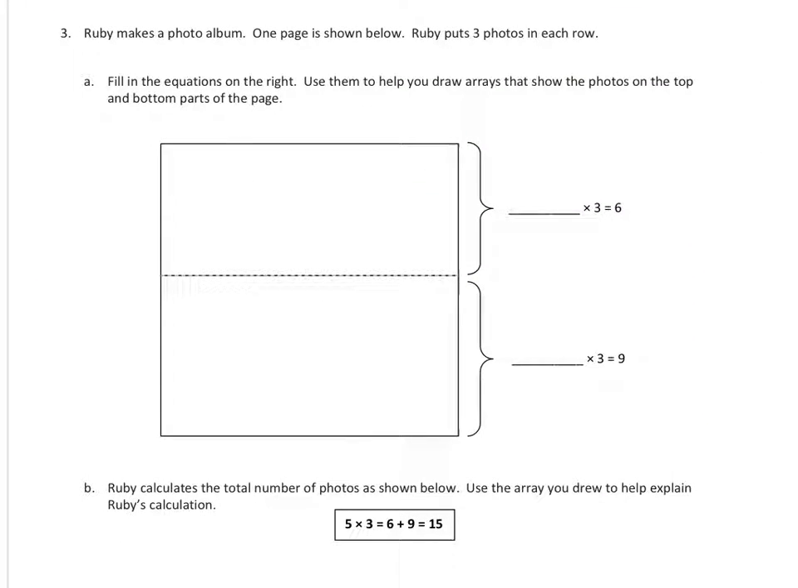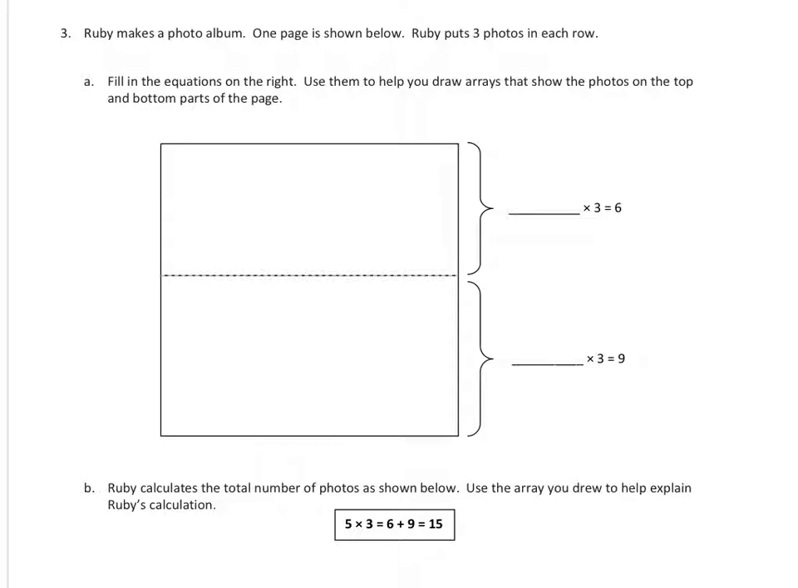Problem 3, we're going to draw our own this time. Ruby makes a photo album. One page is shown below. Ruby puts 3 photos in each row. Fill in the equations on the right and use them to help you draw arrays that show the photos on the top and bottom parts of the page. So I know that Ruby puts 3 photos in each row.